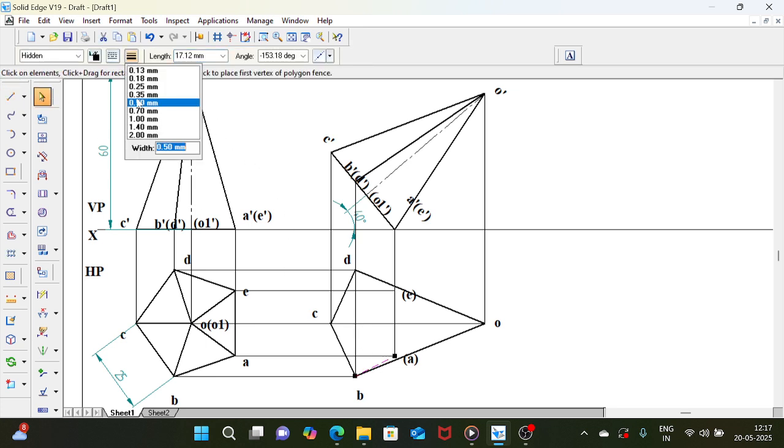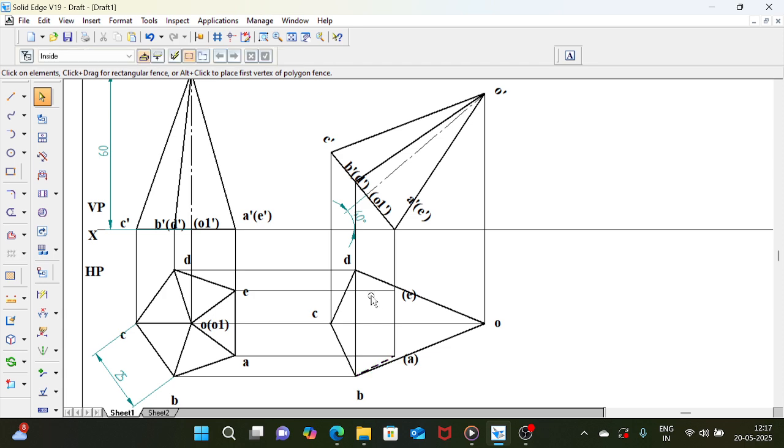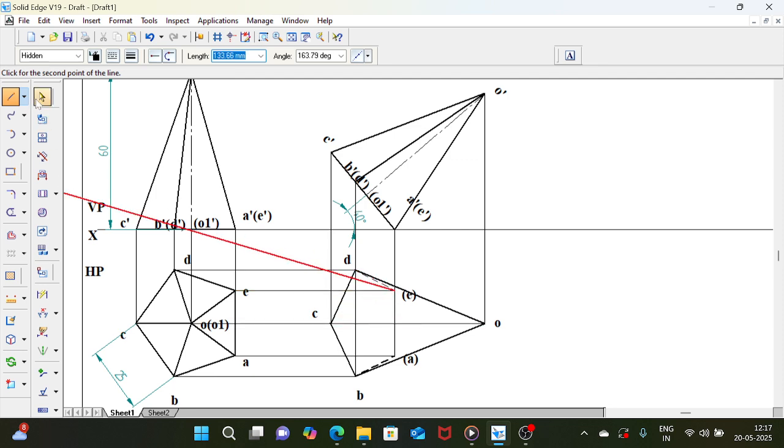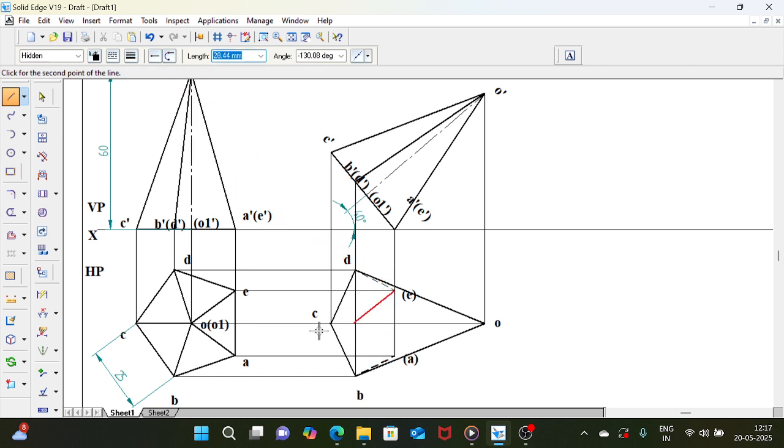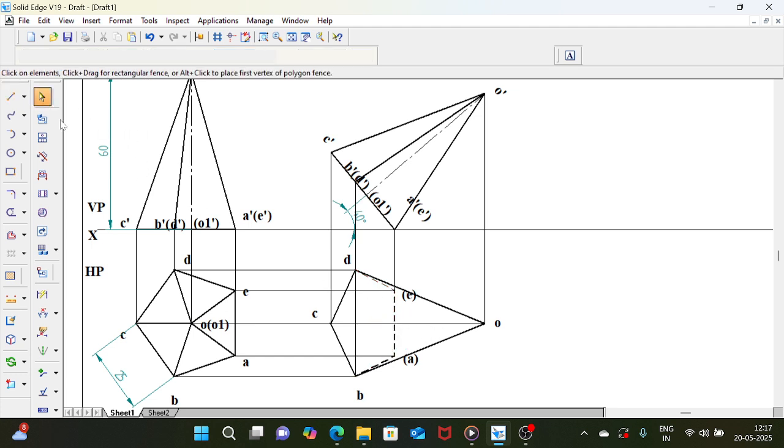I am changing thickness to 1. In your case, 0.5 is sufficient. A to B, B to C is boundary, it is visible. C to D boundary visible. D to E also hidden line. And E to A, there is already a projection line. You trim it and join with hidden line.